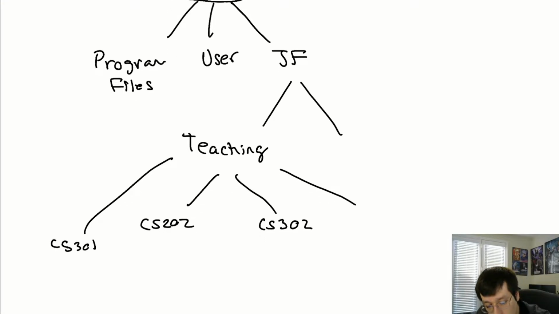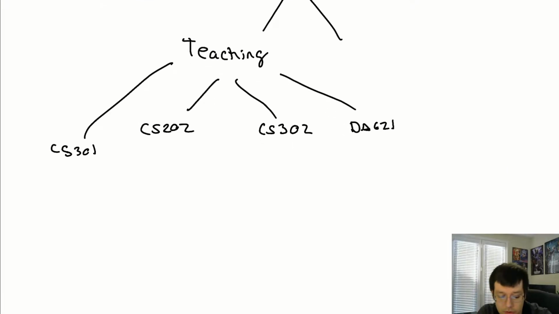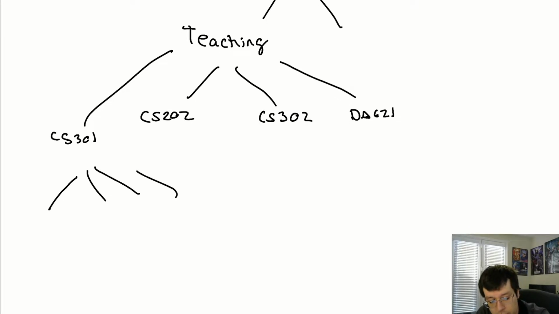So I have 301, and then I have DA 621 that I'm teaching. And then I might have subfolders in this one because I have 4 sections of this: 1, 2, 3, 4. Although section 4 has 0 students. So that's very cool.